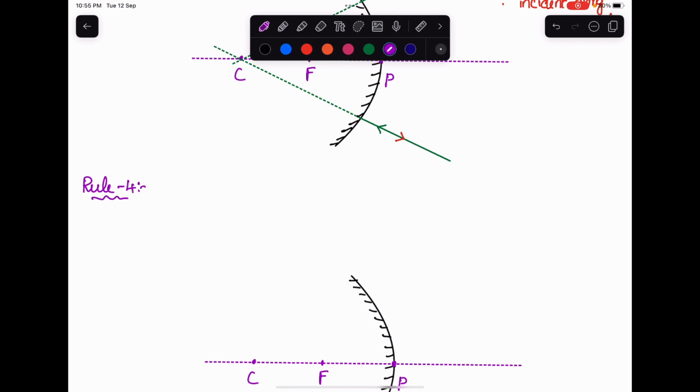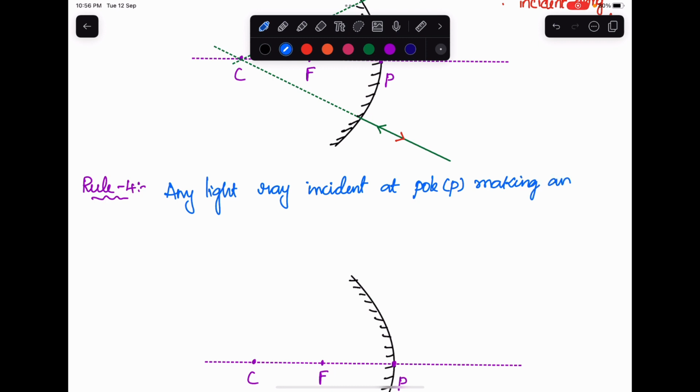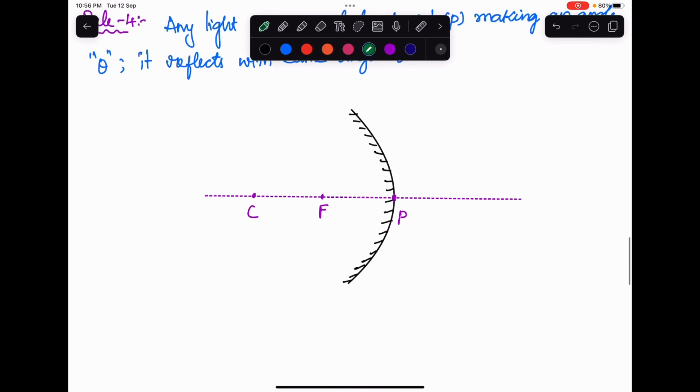Next, rule number 4. Rule number 4 doesn't change from concave mirror. What is that here? Any light ray incident at the pole making an angle theta reflects, yes, very good guess, with the same angle theta, because we already know that angle of incidence is equal to angle of reflection. So a light ray incident at pole making an angle theta will again reflect with the same angle theta. The reason is angle of incidence is equal to angle of reflection.